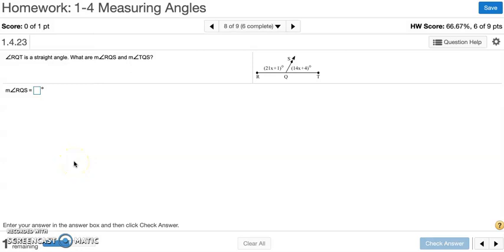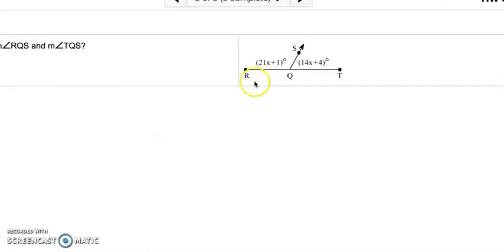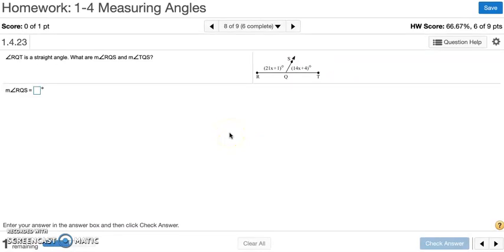Number 8, if angle RQT is a straight angle, then what are the measures of angle RQS and TQS? Well, looking at this, since this is a straight angle, this entire angle has a measure of 180 degrees. That means these two angles have to add up to that, so we need to set up an equation. So let's do that.